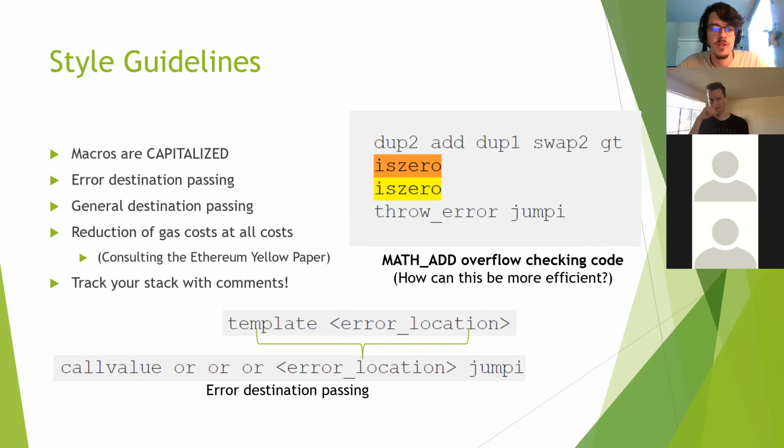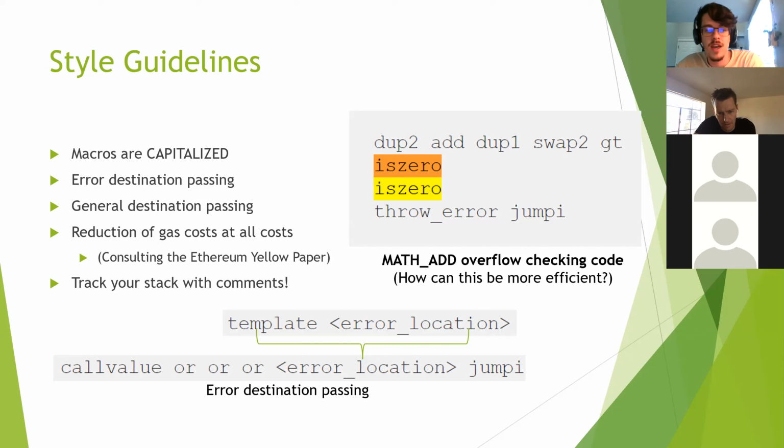And down at the bottom of the screen, there's just an example of error destination passing. I cropped these images and they're maybe a little confusing, but the top line where it says template error location, that is the line above the macro definition where this is being used. And so it creates a template parameter called error location. And then the line below it is actually a line of Huff code inside the macro.